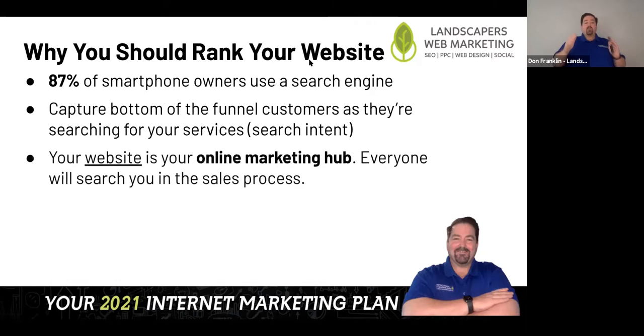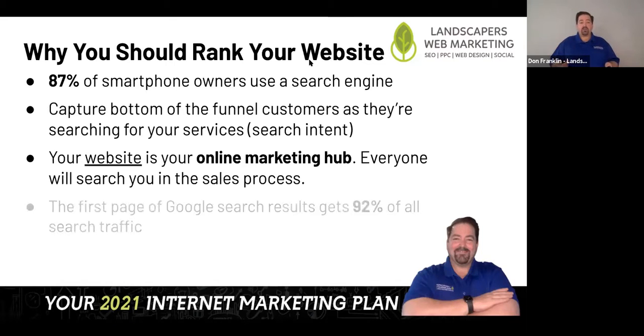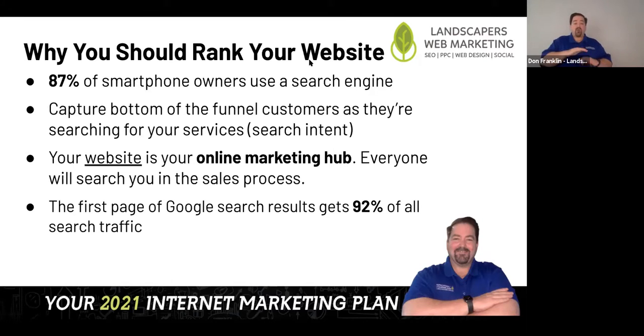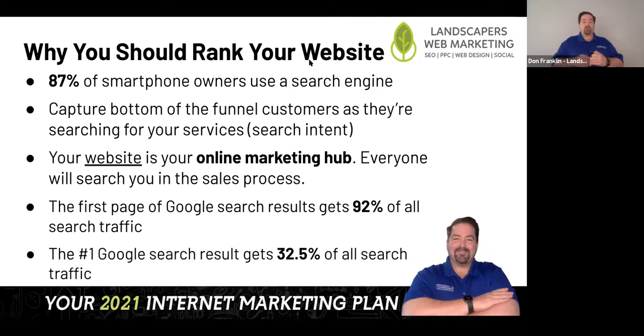So you want to make sure that your website, again, is your online marketing hub. People are going to search you out in the sales process, and being on Google is one of the places they're going to go. The first page of Google search results gets 92% of all search traffic. So of that 87% of smartphone users going to the search engine, the businesses that show up on the first page are getting 92% of all that search traffic. So you want to make sure you're there. The number one position on Google gets 32.5% of all search traffic. They get a third of the traffic that's coming in.